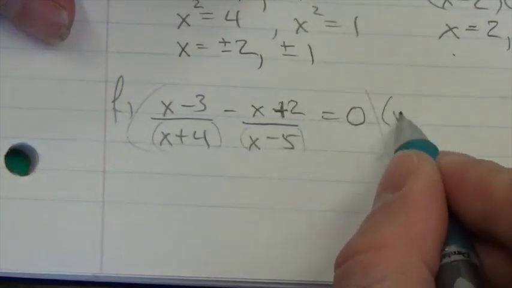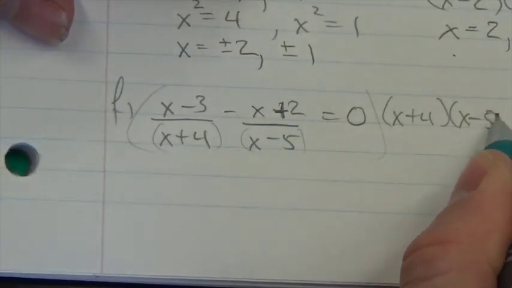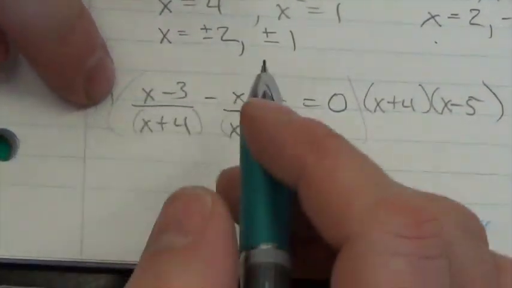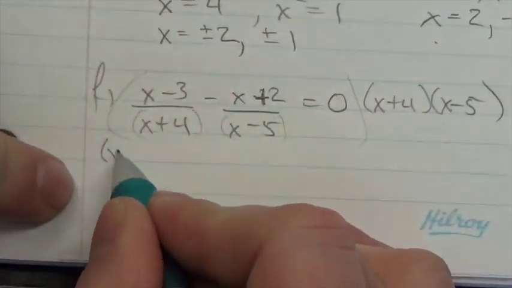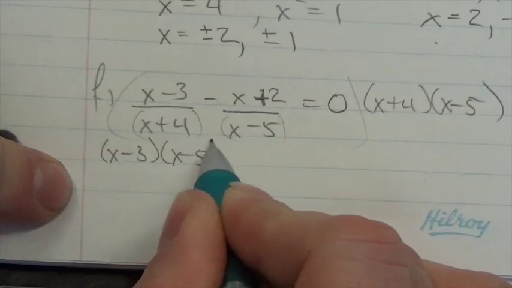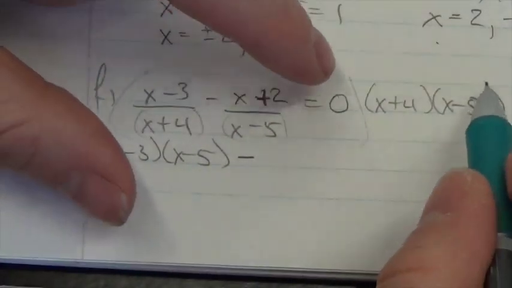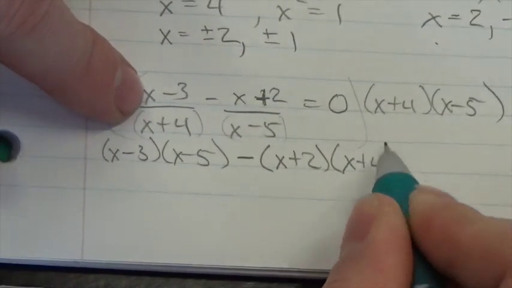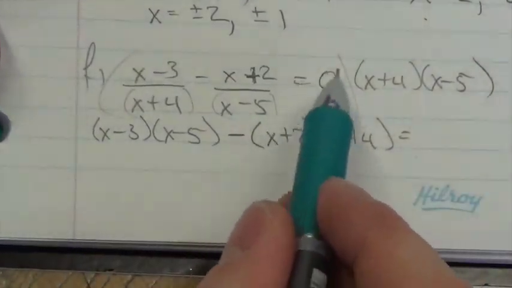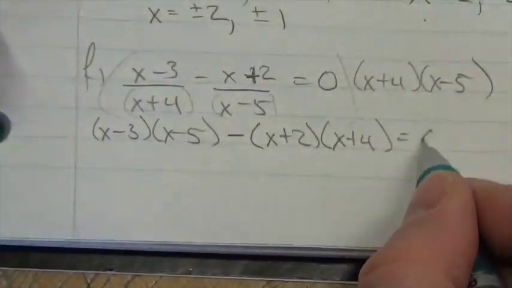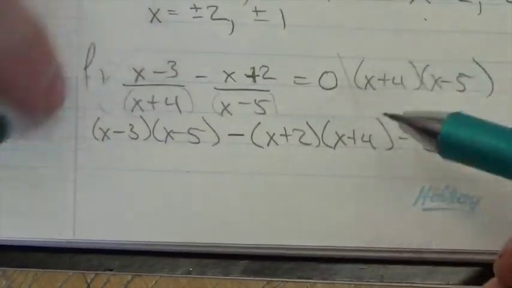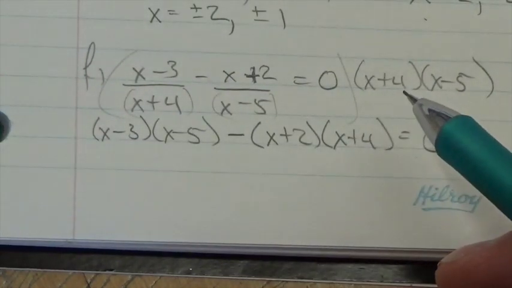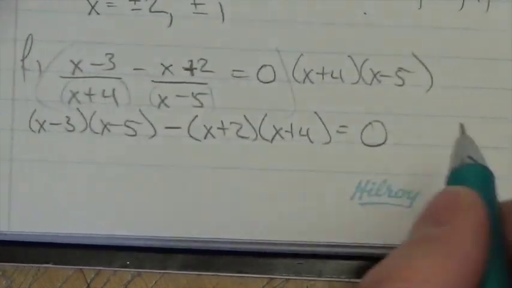So I can multiply this whole thing by x plus 4, x minus 5. Okay? And when I do that, when I multiply this first term, the x plus 4's will cancel. I will be left with x minus 3 multiplied by x minus 5. Minus, and then in the second one, the x minus 5's will cancel out, and I'm left with x plus 2, x plus 4. On the right-hand side of the equation, because it was a 0 there, if I multiply this all out by 0, you get 0. Now, I have significantly changed the equation. But it turns out multiplying both sides of the equation, although it will change the equation, doesn't change the solution.